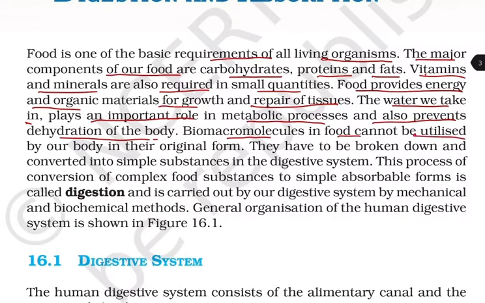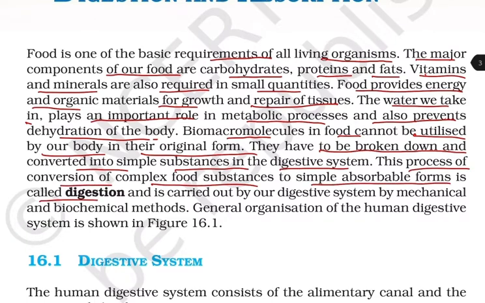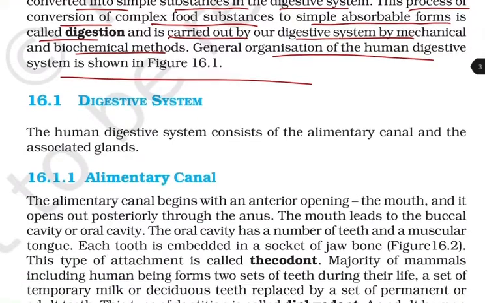Biomacromolecules in food cannot be utilized by our body in their original form. They have to be broken down and converted into simple substances in the digestive system. The process of conversion of complex food substances to simple absorbable forms is called digestion and is carried out by the digestive system by mechanical and biochemical methods. General organization of the human digestive system is in figure 16.1.